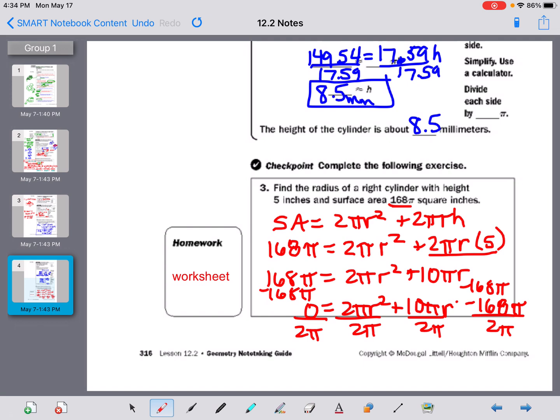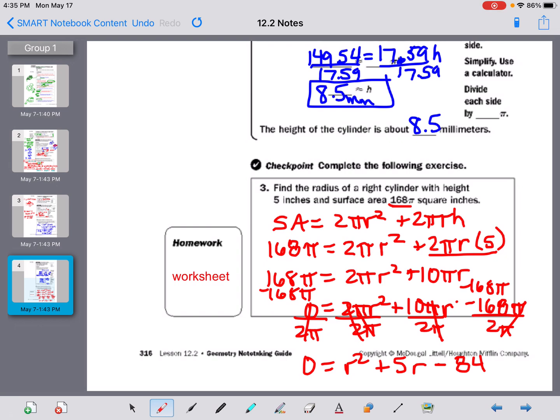All right, 0 divided by anything is still 0. 2 pi divided by 2 pi just leaves me r squared. 10 pi divided by 2 pi, the pi's cancel. 10 divided by 2 is 5r. On 168 pi divided by 2 pi, the pi's cancel. 168 divided by 2 is 84. All right, looks a lot more manageable.